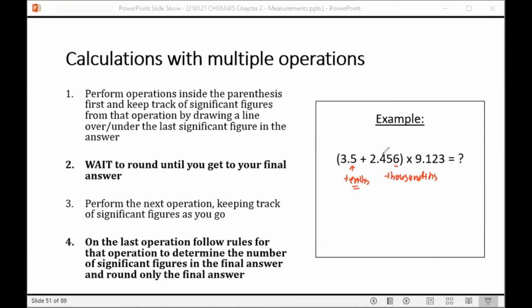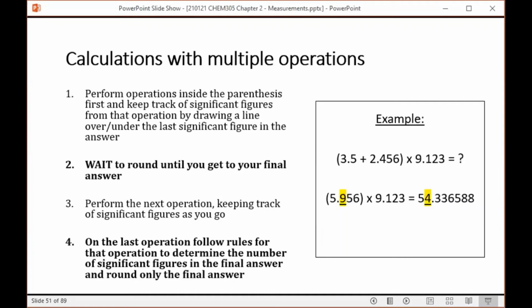What we're going to actually do is calculate the answer to this part of the problem, and then we're going to just put a little line over our last sig fig, which will be in the tenths place, but we're going to wait to round the answer until the very end. So when you add those two together, you get 5.956. And I just put a little line and highlighted here that 9 because that's in the tenths place. That's our last sig fig based on the addition step.